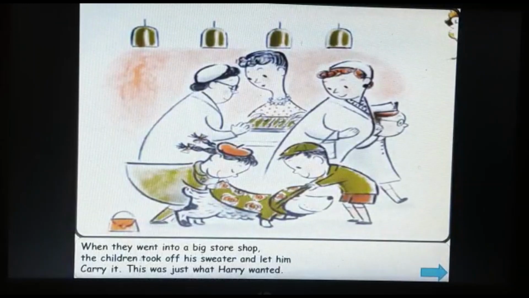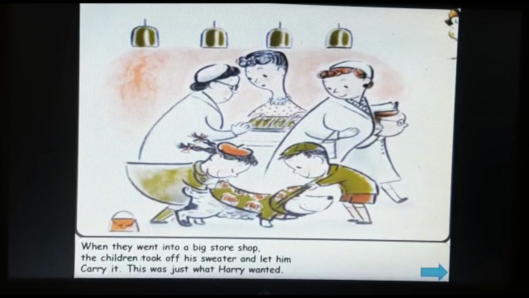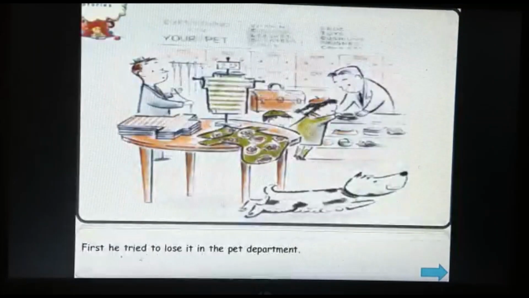When they went into a big store shop, the children took off his sweater and let him carry it. This was just what Harry wanted. Now, the children took off the sweater in a big store shop. Why do you think they did that? Was it correct? Do you pull off your sweater in the store? What might be the reason? These are the questions we can ask from the children.